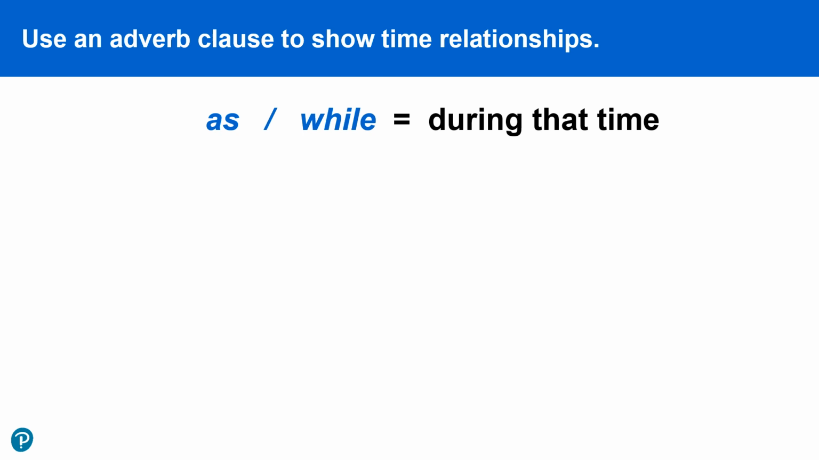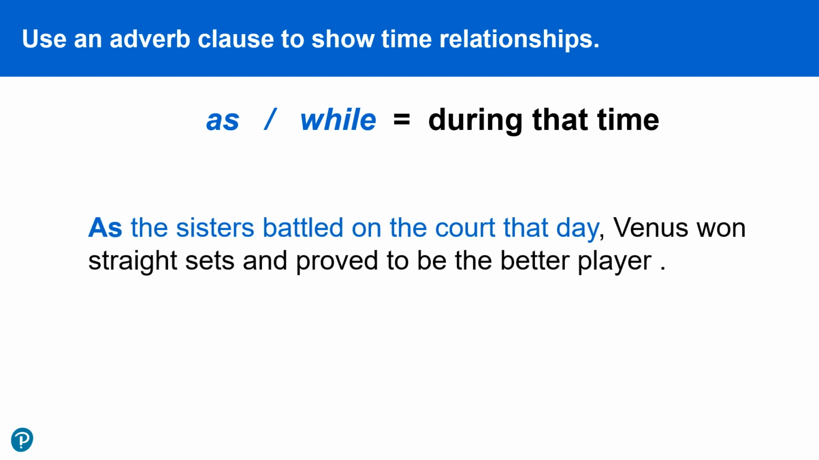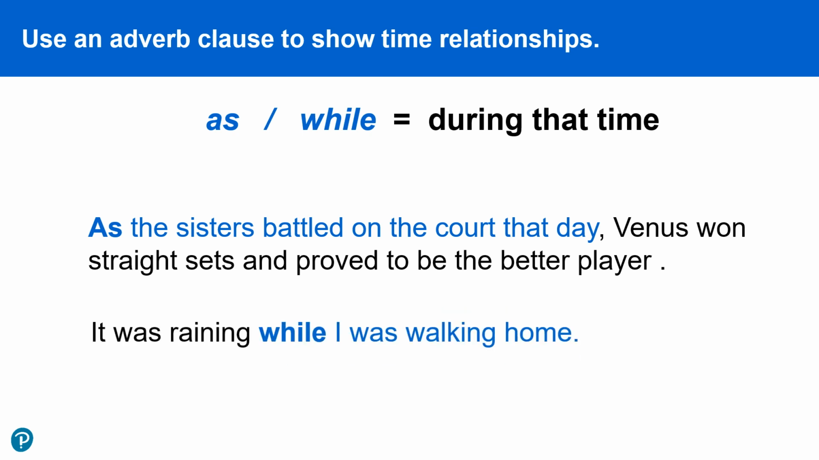As and while both have the same meaning: during that time. As is a little more formal, but both of them have the same meaning and can be used in almost any sentence. As the sisters battled on the court that day, Venus won straight sets and proved to be the better player. So during the time that the sisters were battling on the court, Venus won straight sets and proved to be the better player. It was raining while I was walking home. Both of these could be switched around. So while the sisters battled on the court that day, or it was raining as I was walking home.